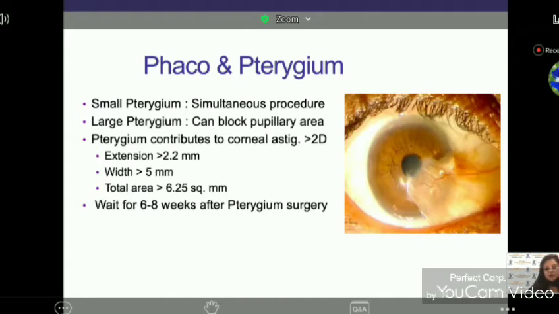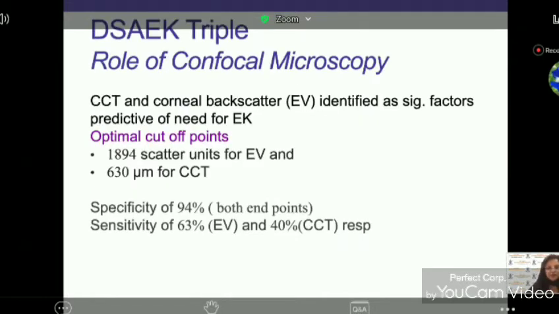If you have a case of pterygium with phacoemulsification, then depending upon whether it is involving the visual axis or not, you may have to do a combined procedure or a sequential procedure. If it's a small atrophic pterygium, you can leave it alone or maybe do it at the same sitting. But if the astigmatism is more than 2 diopters, extension is more than 2.2 millimeters, width is more than 5 millimeters, then in those cases, it is always good to do pterygium surgery first, followed by cataract surgery.